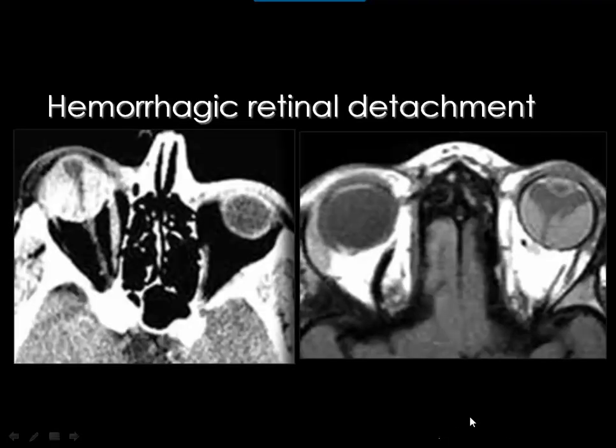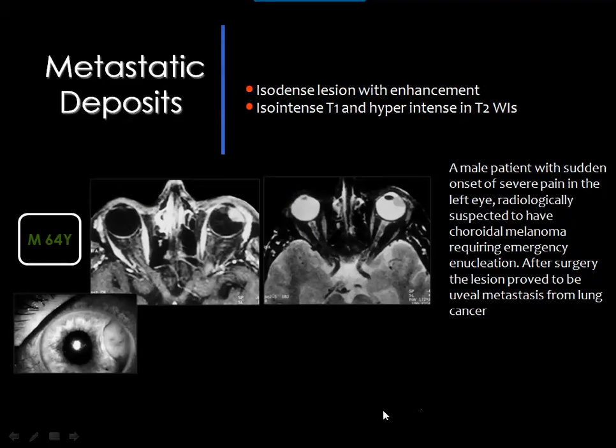Then if you see a lesion inside the globe in an adult, you should think of the diagnosis of melanoma, as happened to this male patient with sudden onset of severe pain in the left eye and radiologically suspected to have melanoma and required emergency enucleation. After surgery, the lesion was proved to be metastatic from lung cancer.